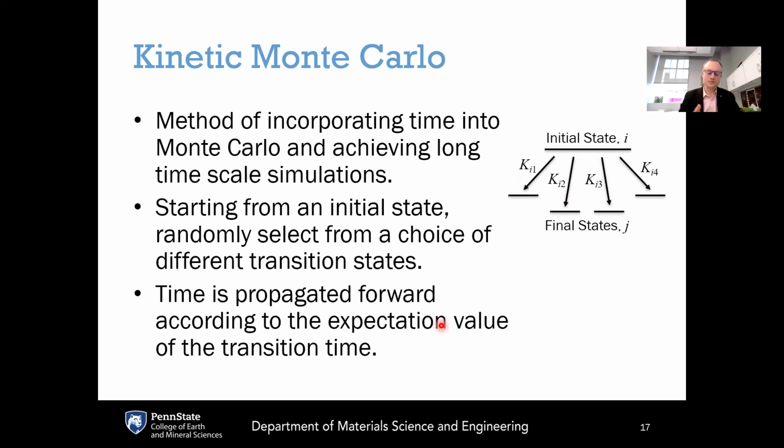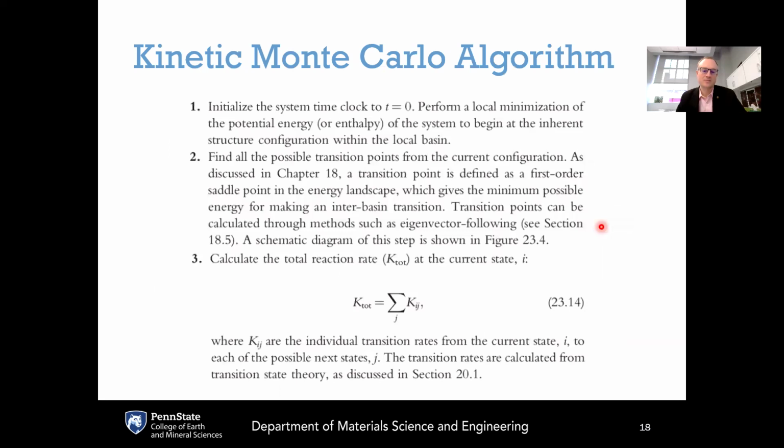Every time we make one of these steps, we propagate the time forward according to the expectation value of the transition time. So instead of having a fixed time step as in MD, where you've got a very short time step on the order of 10 to the minus 15 seconds, fixed throughout the simulation, here the time step is governed by the expectation time of overcoming a transition barrier. The jumps that we take in time correspond to the times that are expected to overcome that barrier. So it takes much larger steps in time. They may be non-uniform steps in time because you could have different expectation times for overcoming barriers depending upon the size of those barriers and the temperature of the system.